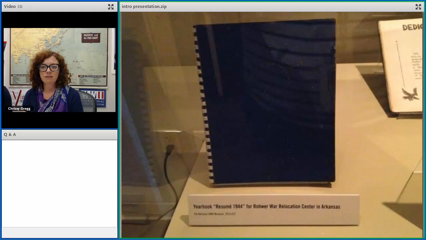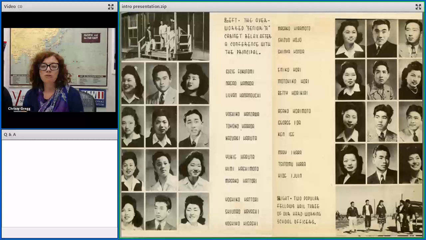This is a yearbook. Now, this yearbook was produced in Rohwer War Relocation Center, one of the camps that was located in Arkansas. And the title is Resume 1944. So this yearbook, you can flip through. As part of my job as curator, I scanned the entire yearbook, each page, and we have it presented in a digital form on an iPad in the exhibit, but also on our website. So afterwards, you can go and flip through the entire thing if you're interested.